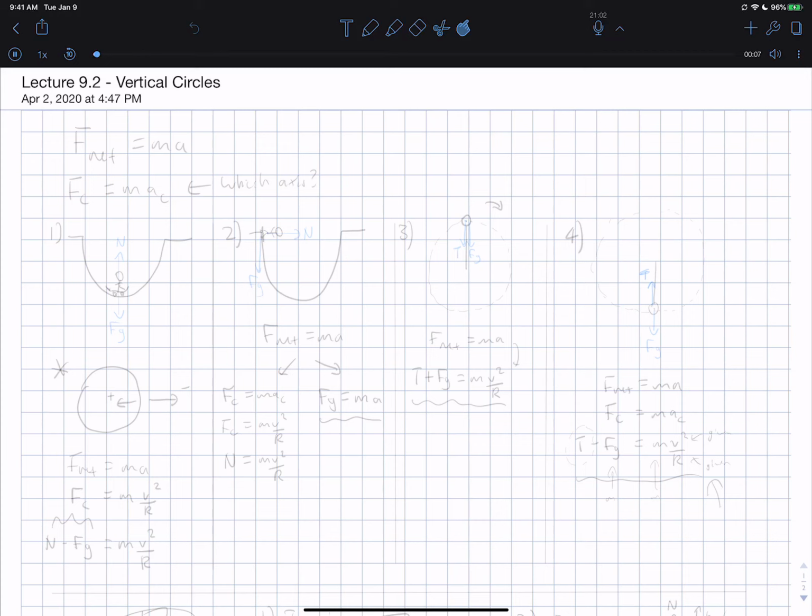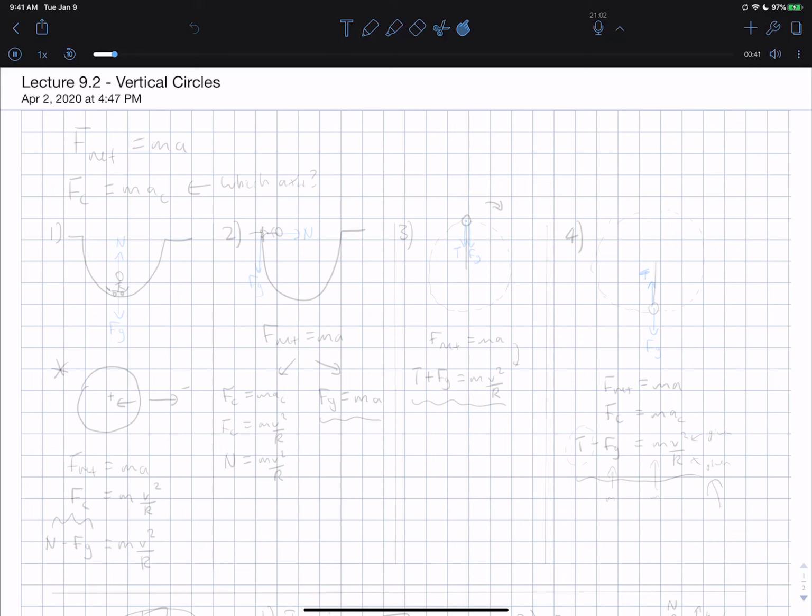Last week we talked about circular motion and using Newton's second law to solve problems involving objects that are moving in horizontal circles. So things like a car going around a bend or a turn, or if you whirl something over your head horizontally, like a slingshot, something along those lines. Now we're going to move on to vertical circles.